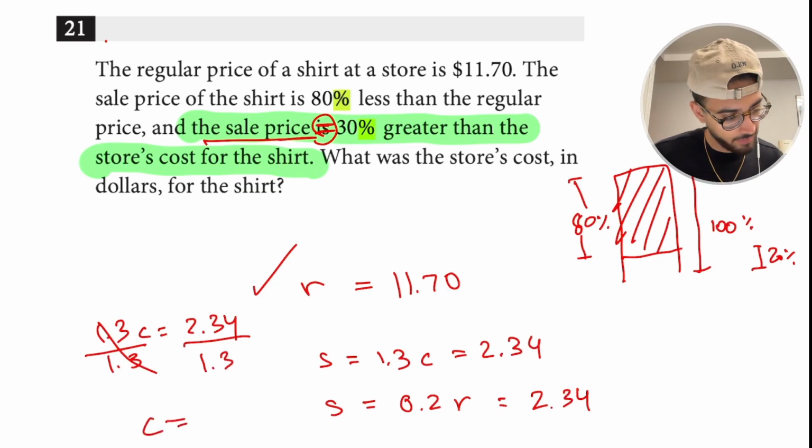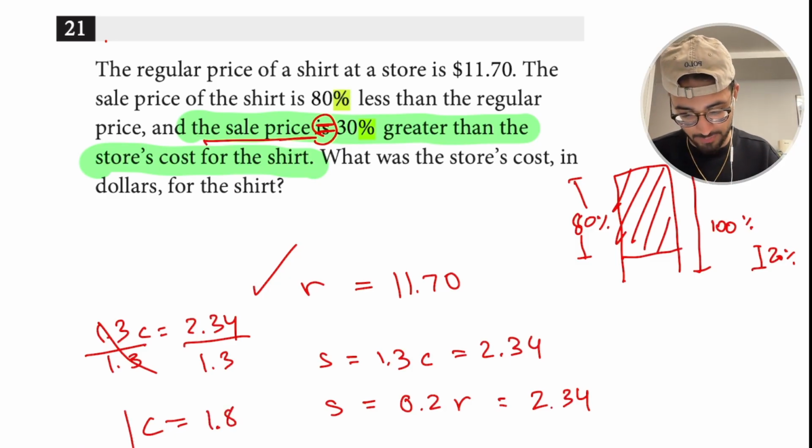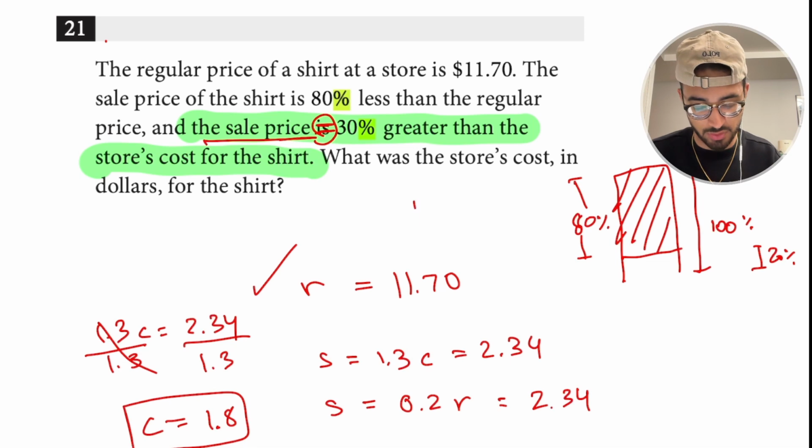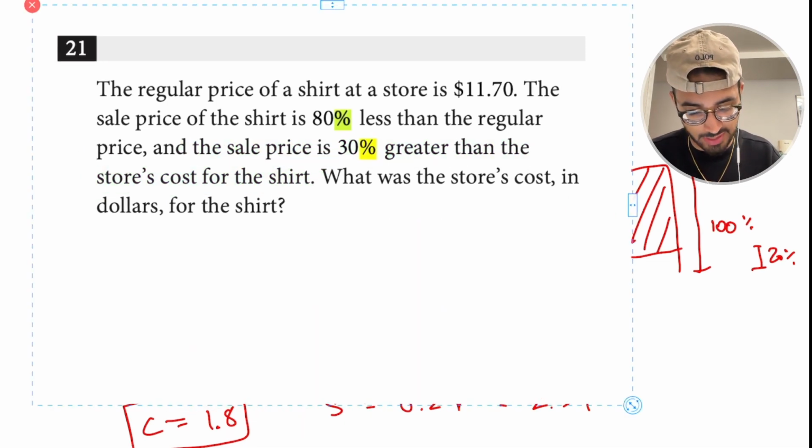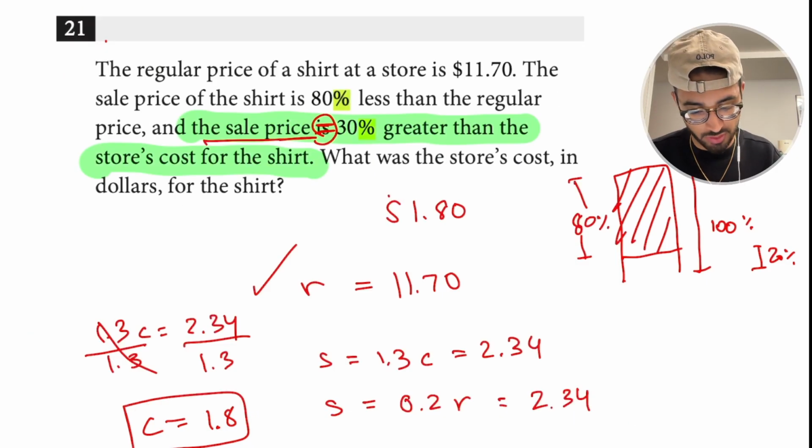And let's do 2.34 divided by 1.3. And that'll give us 1.8 for C, right? Which is our cost and which is what they were asking for, right? So it's going to be $1.80 for the store's cost, okay?